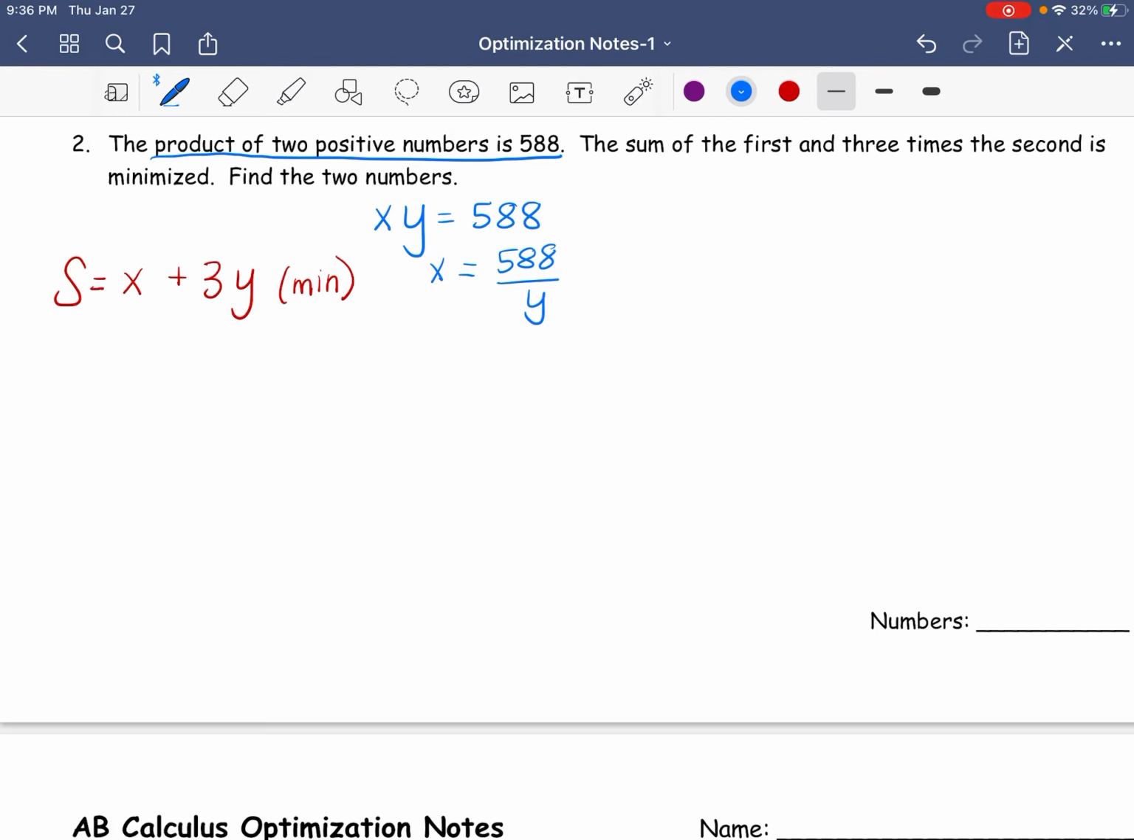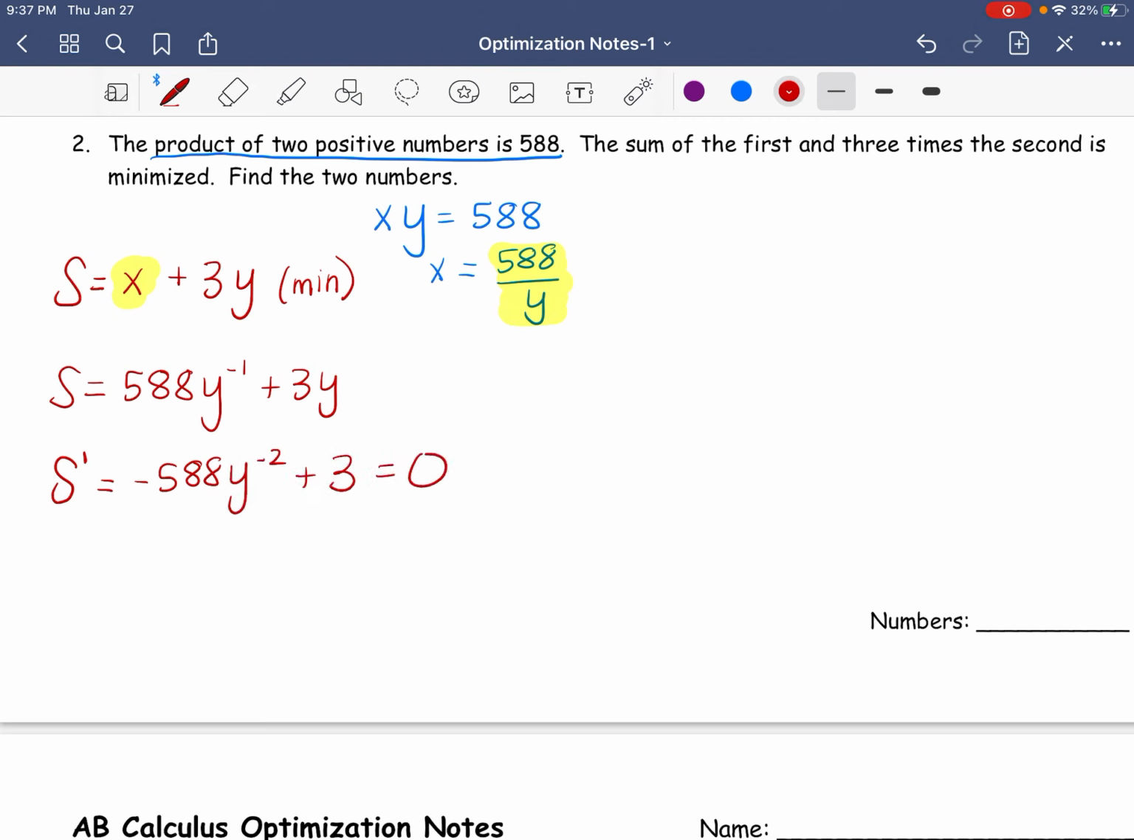And I'm just going to take that and substitute it in for x right here. So my sum equals 588, instead of over y, I'm going to put it as y to the negative 1. Same thing. Plus 3y. That's what we need to take the derivative of because that's what we're minimizing. So s prime, make sure you're using good notation, equals negative 588 y to the negative 2 plus 3.